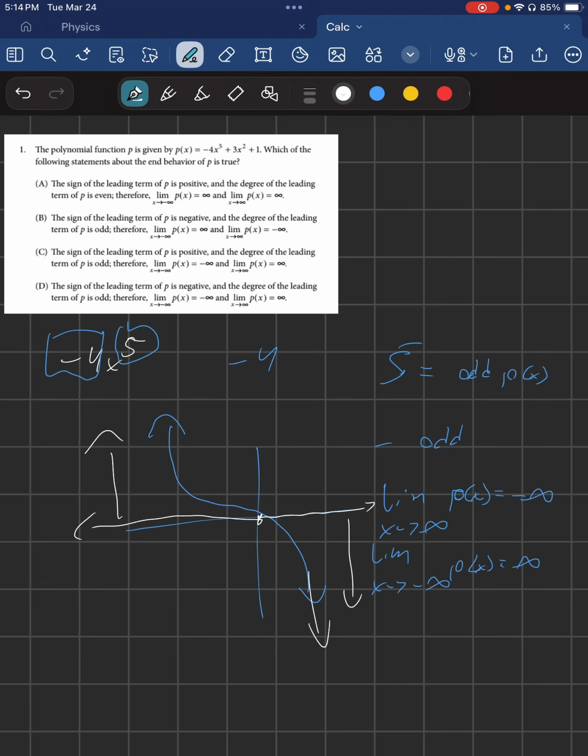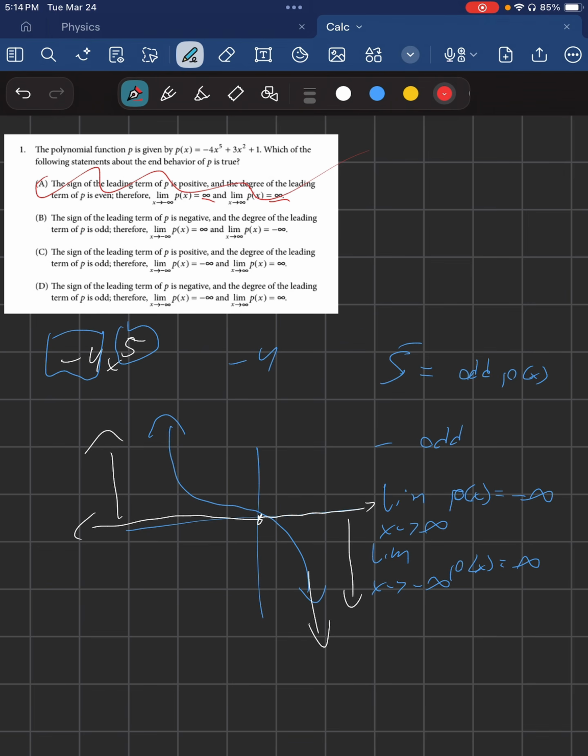Now let's look at our answer choices, okay? Answer choice A is incorrect because this is describing an even function. For an even function, your answers are going to be the exact same every single time. For an odd function, they're going to be different, so this could be negative infinity and then infinity for an odd function. But since they're both giving infinity, it's an even, so A is not correct, okay?